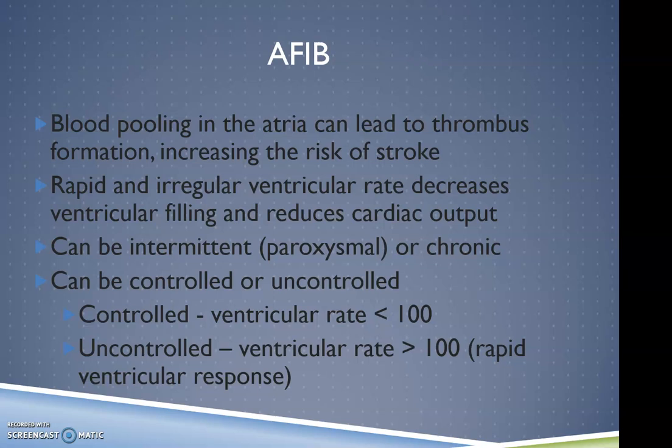We call it controlled or uncontrolled based on the ventricular rate. If the ventricular rate is less than 100, it's a controlled AFib. If it's uncontrolled, then it's going to be greater than 100. And actually, we will call a rapid AFib AFib with rapid ventricular response, or you may see it abbreviated AFib with RVR.